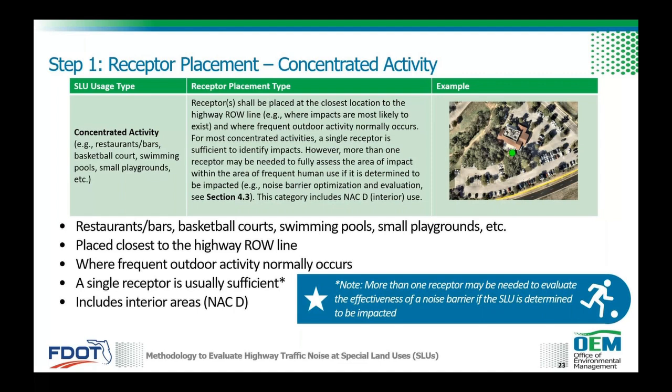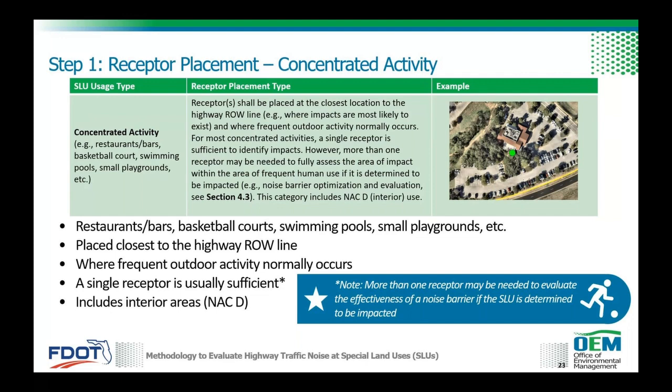However, sometimes more than one receptor might be needed to fully assess the area of frequent human use if it's determined to be impacted. Furthermore, the noise barrier or optimization process needs to be able to fully identify the entire area of benefit.